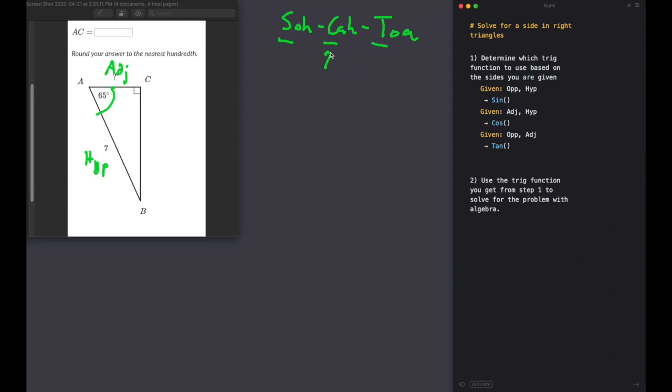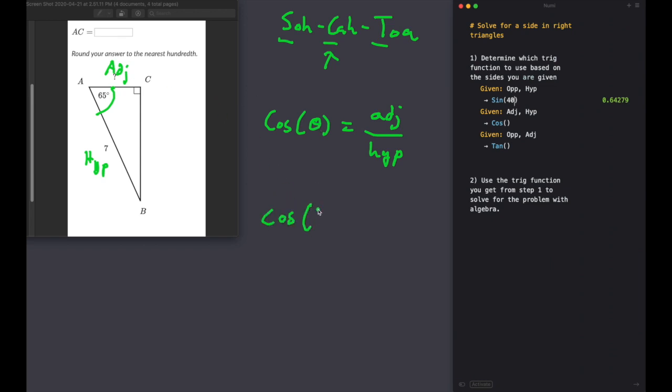If you answered cosine, you are correct. We have an adjacent and we have a hypotenuse. So we know that cosine of theta equals adjacent over hypotenuse. In this case, I can fill in those values.